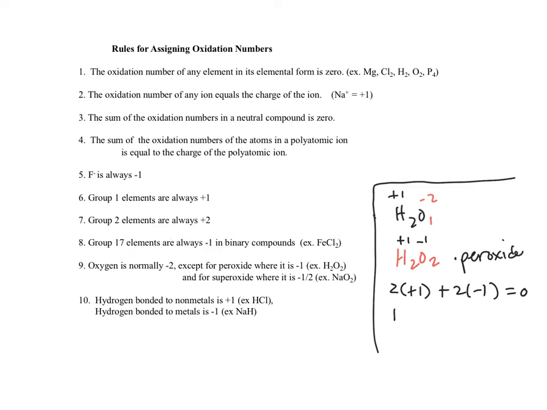And you have a superoxide. This is where oxygen is bonded to a metal. And in this case, sodium has to be +1. It's an ionic compound. You get one of those. And so oxygen has to be what? It's got to be 1 times +1 plus 2 times x is equal to 0 because it's neutral. So x is going to be equal to -1/2. So -1/2. And it's okay to have fractional oxidation numbers. So that is the superoxide.